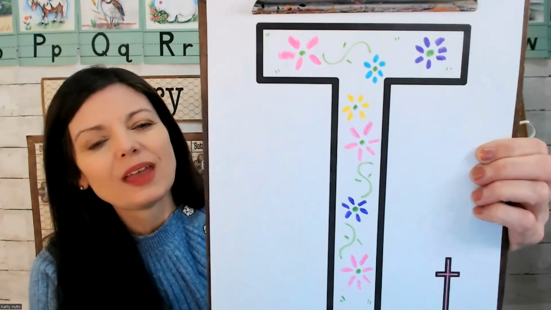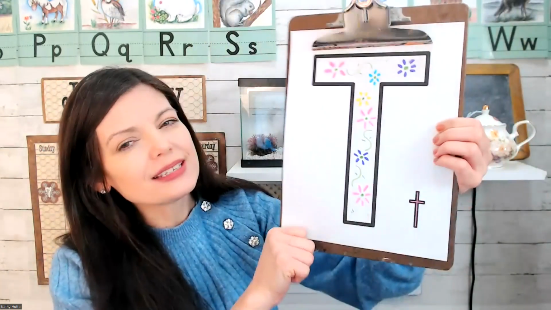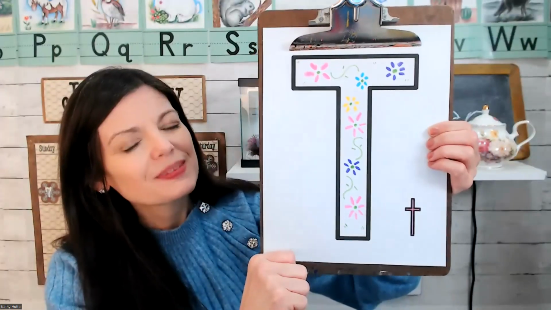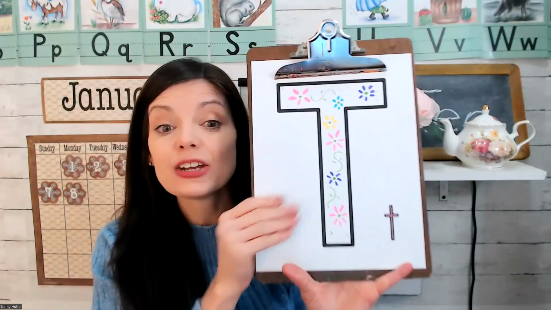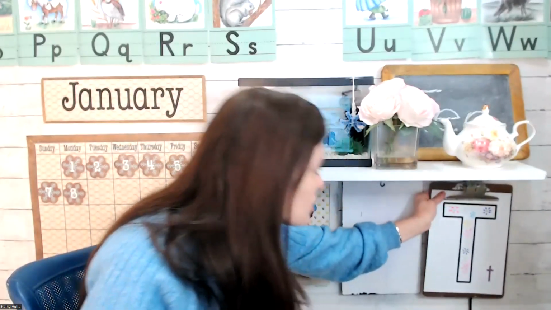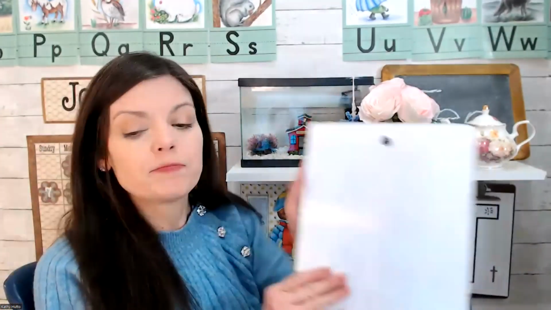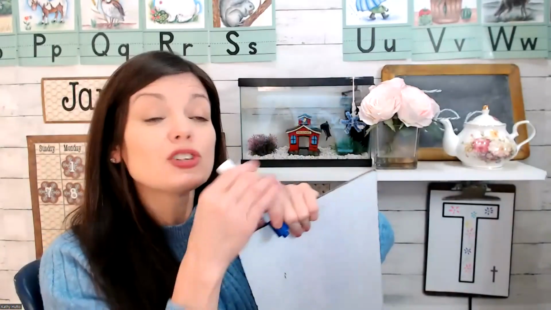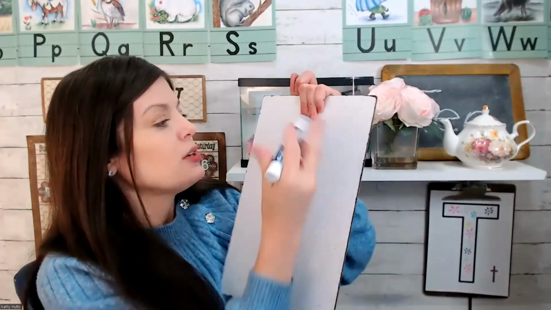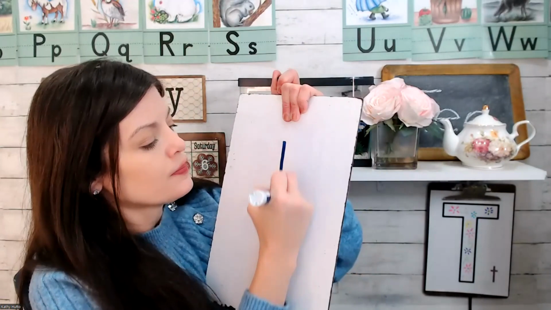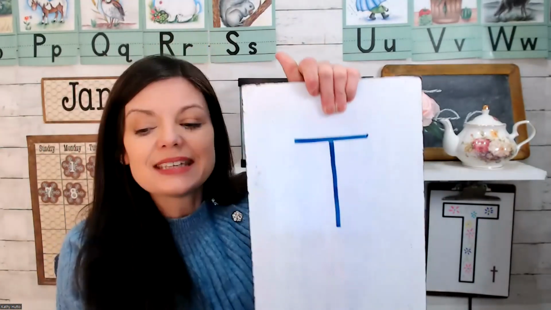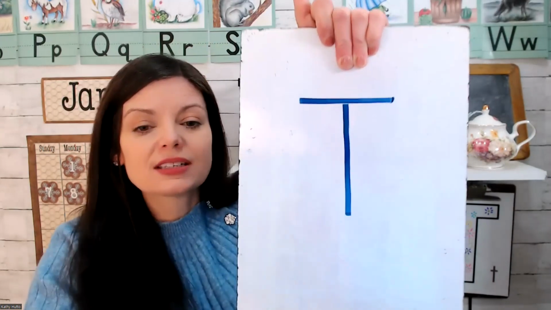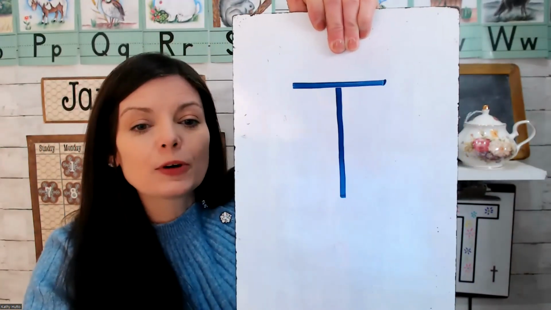Okay, so what letter is this? It's letter T. Now we can recognize it. And here's an idea for decorating your T today. Next, we're going to practice writing letter T. To write letter T, you just need two lines. You need a line that goes down and then across at the top. Down and across. Can you try to make an uppercase letter T?